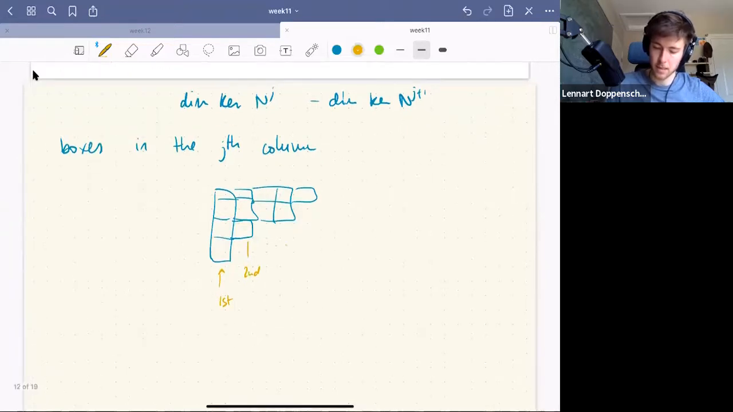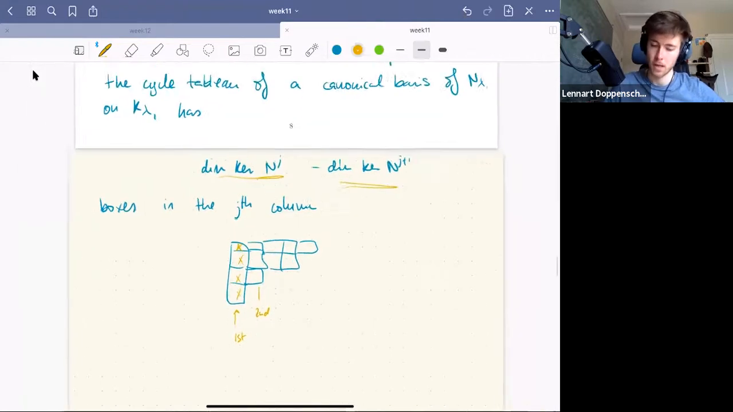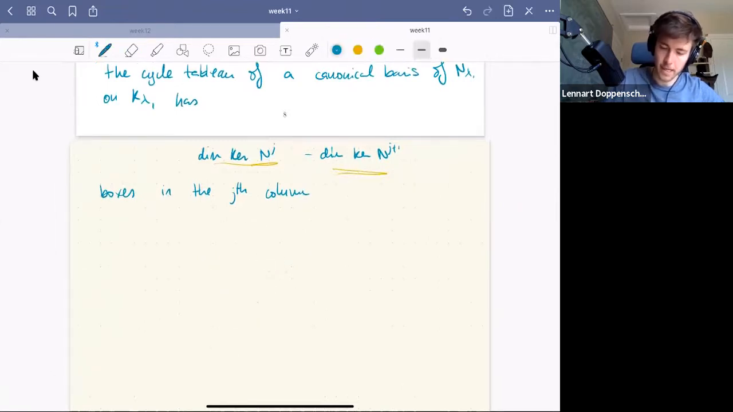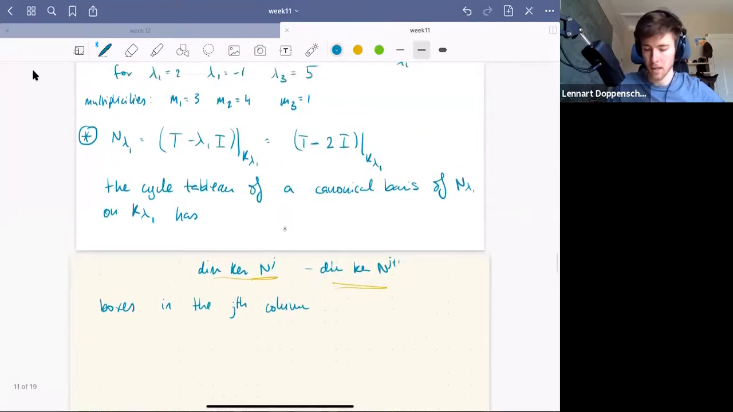And the number of boxes here has to be the difference between these kernels. That's a proposition that we had. We didn't prove it. The proof is in the book, but the result is very important. So now we need to compute exactly what the kernels of the powers of this N lambda 1 are.